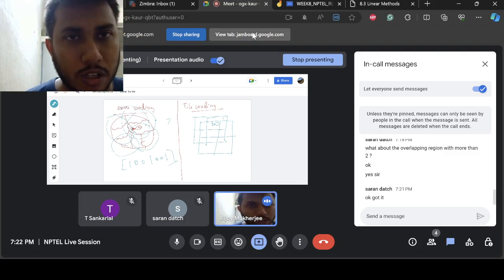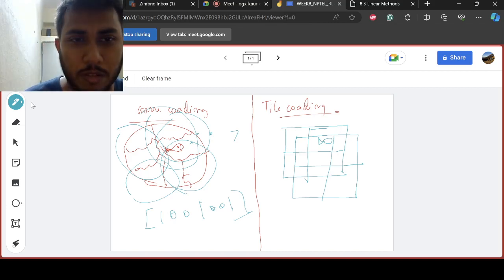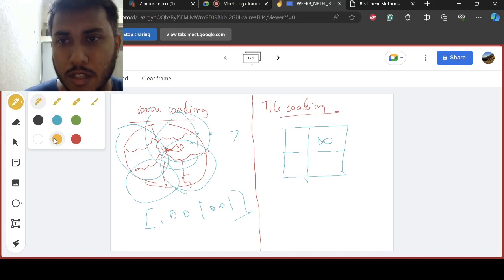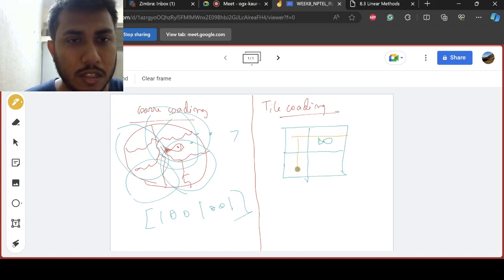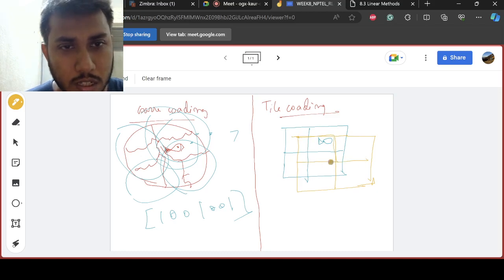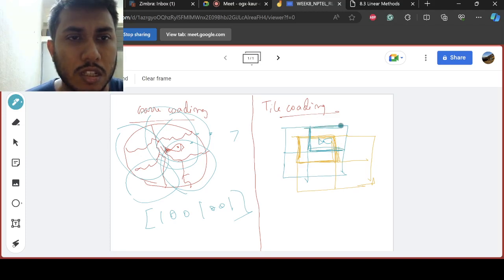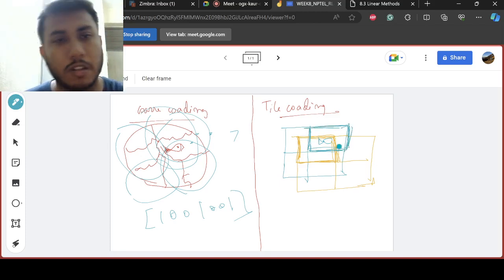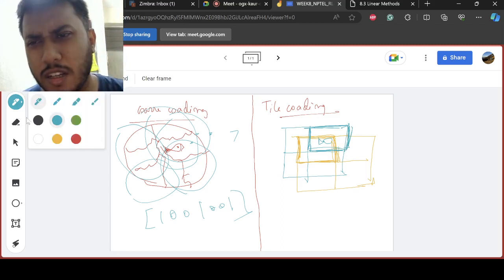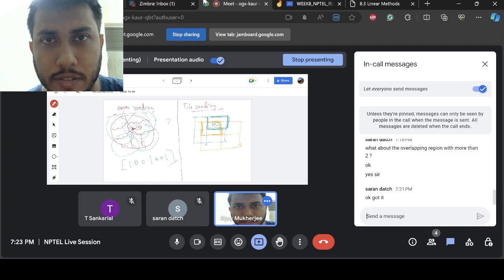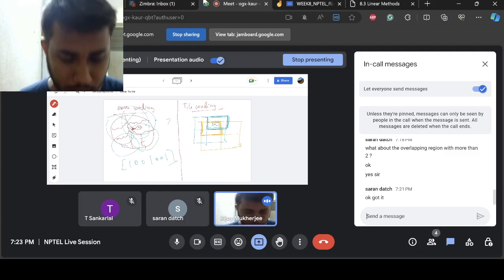So typically in this case, your fish lies in two quadrants. Let me use a different color, that will be better. So your fish is typically in this quadrant, and this quadrant, and you update the feature vectors for these two quadrants, and typically you will get it. Naturally you will get it. Okay, this is your coarse coding and tile coding.